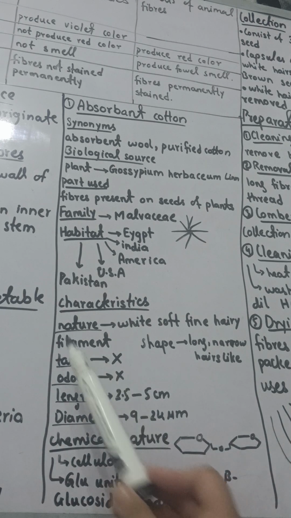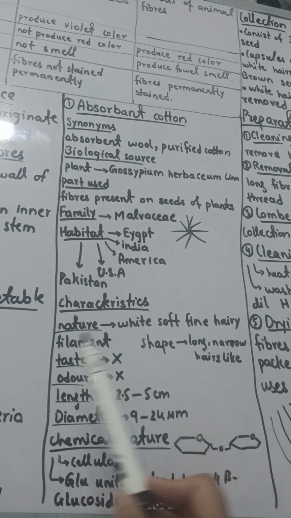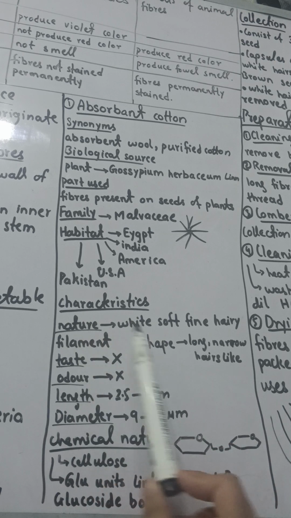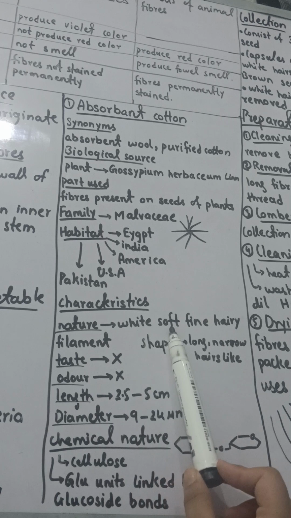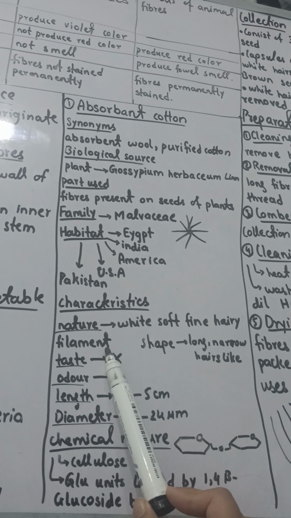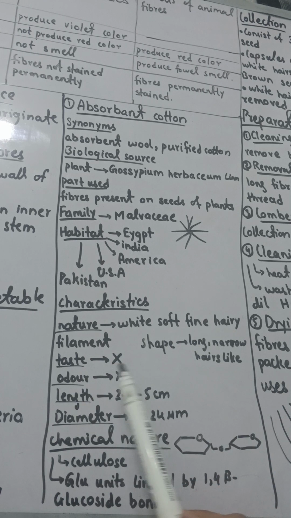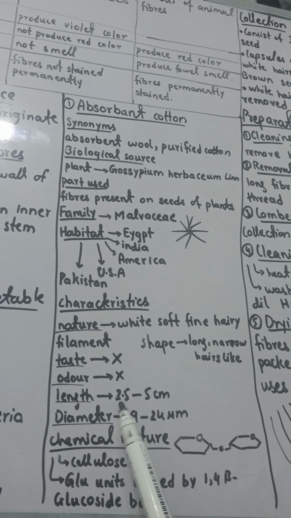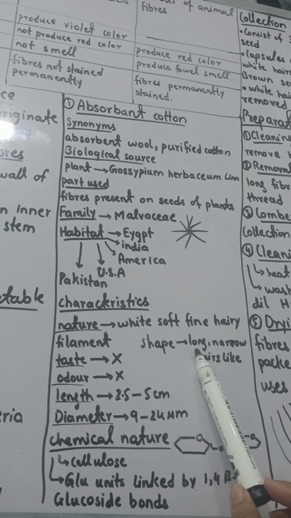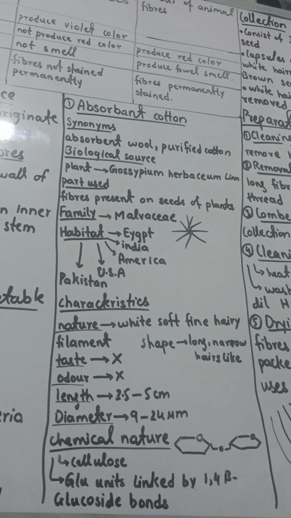Now let's discuss some characteristics of cotton. First of all, let's discuss their nature. They are white in color, with soft, fine, hair-like filaments. Taste: they are tasteless. Odor: they are odorless. Length is from 2.5 to 5 centimeters, and the diameter is from 9 to 24 micrometers. The shape is long, narrow, hair-like fragments or filaments. Now let's discuss their chemical nature.